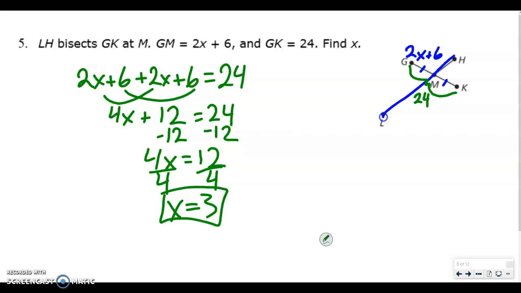Now, if you recognize right off the bat that 2x plus 6 needs to be half of 24, and you already recognize that 2x plus 6 then equals 12, you could set it up like that and have 2x plus 6 equals 12 and solve for x that way. You will still get x equals 3.